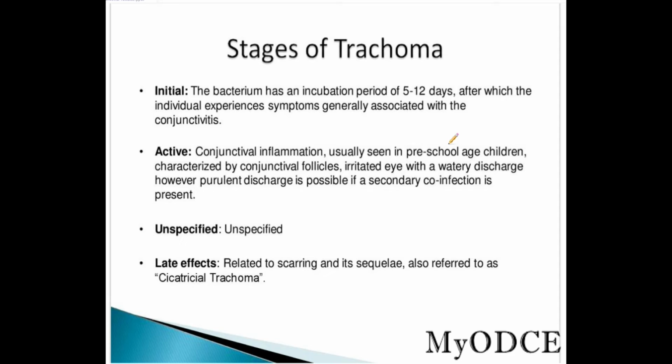Now, in an unspecified stage of trachoma, we're not sure exactly what's happening. It could be any of the above, or it just might not be very clear. And the late effects of reinfection and chronic disease, we think of those sequelae as being related to scarring, at which point we refer to it as cicatricial trachoma.